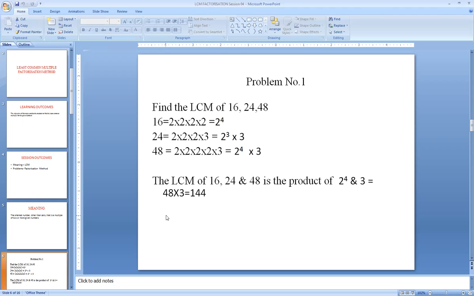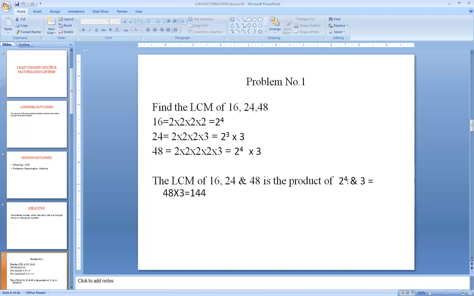Now after calculating the factors, we should see what the multiples are for these three numbers. There are two numbers, one is 2, another one is 3. Among these two, 2 is repeated in all the cases: in the first case 4 times, second case 3 times and the third case 4 times. But while considering the LCM, we should take the highest number of times it has been repeated. And 3 is repeated only one time, so we should consider it only one time. Now we have to calculate the LCM.